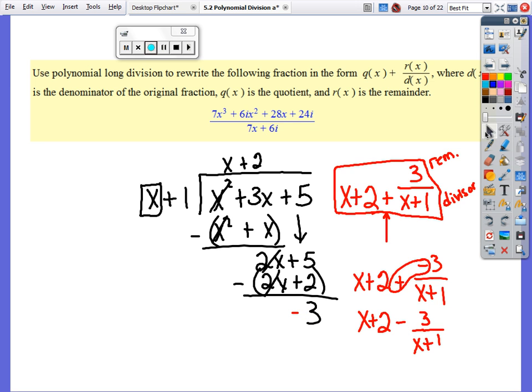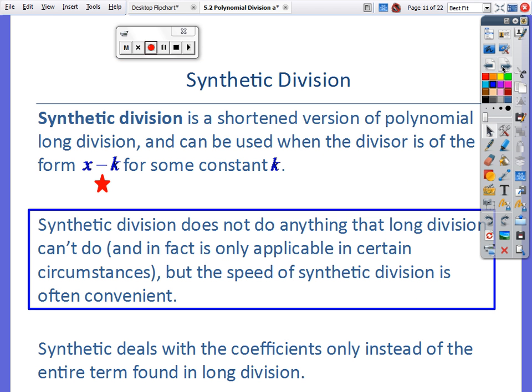Right? Okay, let's move on to synthetic division because we've got to sort of move on. We're already a good 30 minutes in. So let's take a look at synthetic division, which is a shortened version of the polynomial long division.